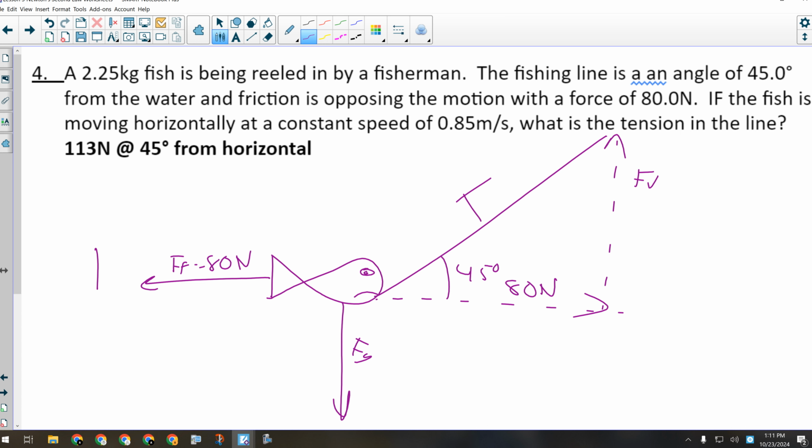Is friction always horizontal? Friction always directly opposes the motion. That's why the question had to say the fish was moving horizontally. If the fish was moving this way, friction would have been this way. It would have made the question more difficult. That's why I stated that the fish was moving horizontally. Yeah? Does that make more sense? Yeah, it's not always horizontal. It's always directly in opposition to the movement.